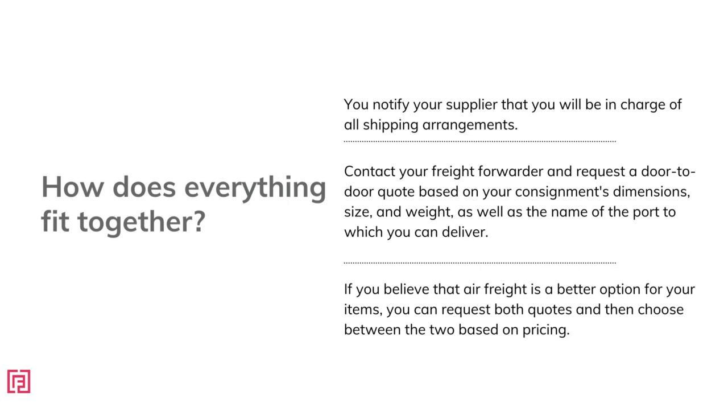In most cases, you'll ask for a sea freight quote. If you believe that air freight is a better option for your items, you can request both quotes and then choose between the two based on pricing. If you are satisfied with the freight forwarder's quote and want to proceed to the actual ordering procedure with the supplier, all you need to do now is keep in touch with the freight forwarder and notify them when the order is ready for pickup. They'll also walk you through the rest of the process, such as obtaining the necessary paperwork and other details.